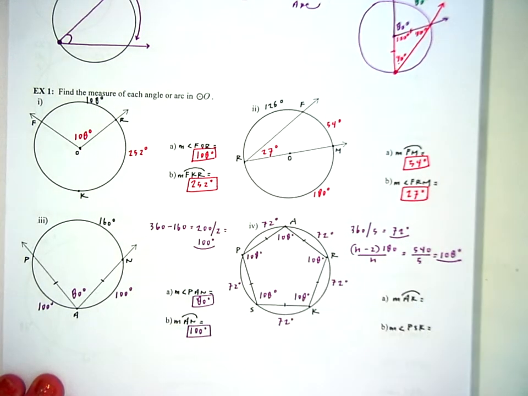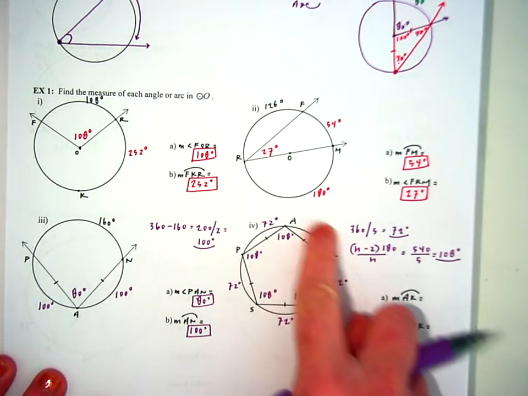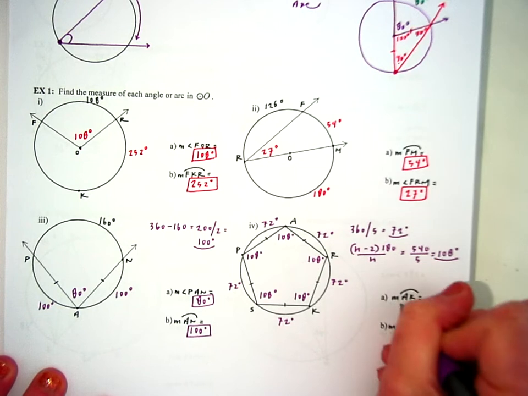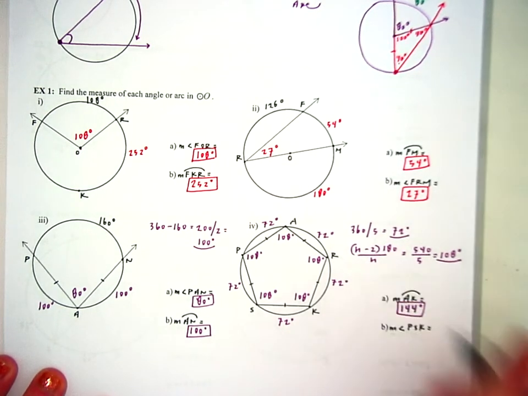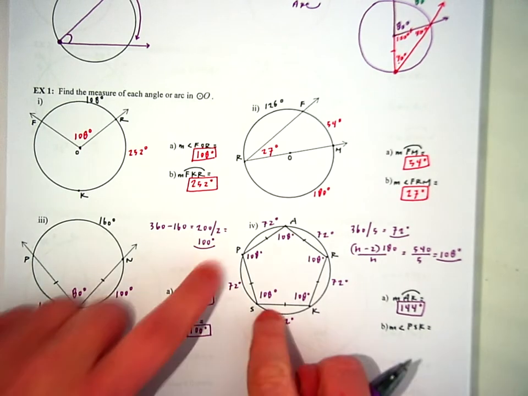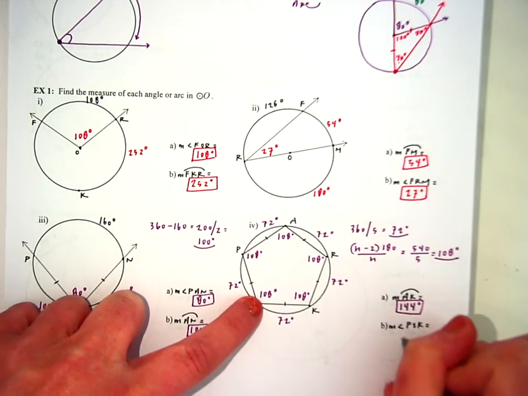And then I just have to answer my questions. So AK, minor arc AK, so from here to here, if I add up those 72s, I get 144 degrees. And the measure of angle PSK, PSK right there, has to be 108 degrees.